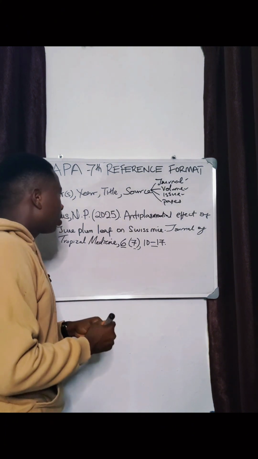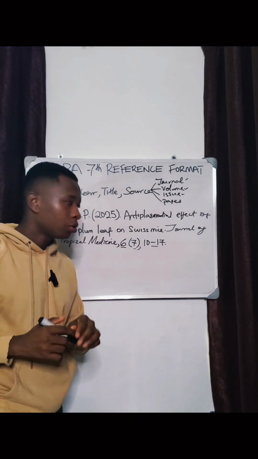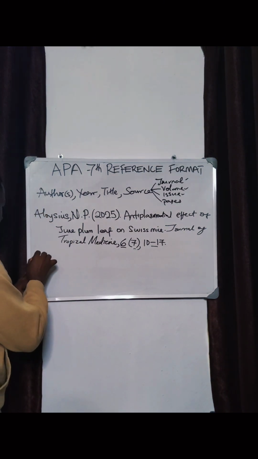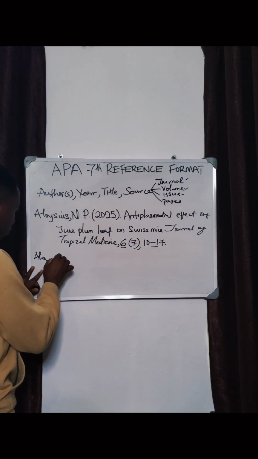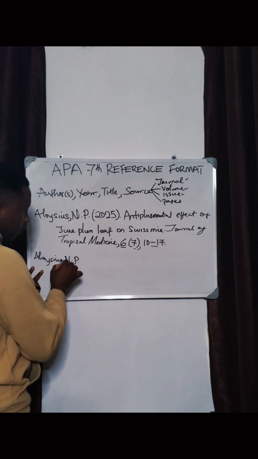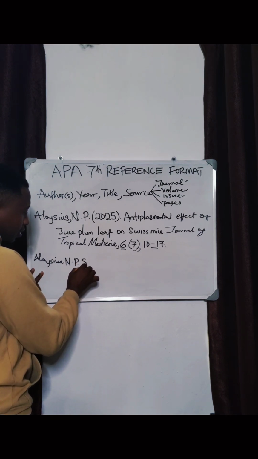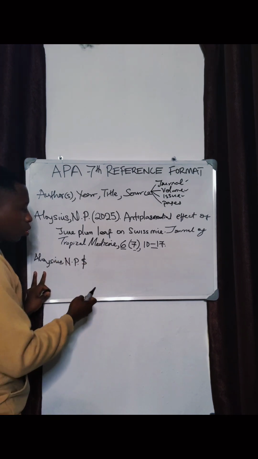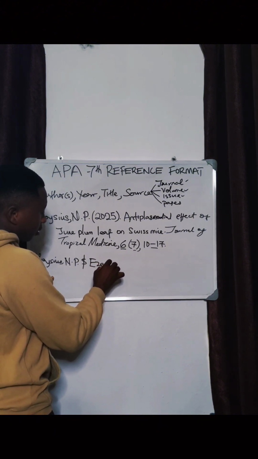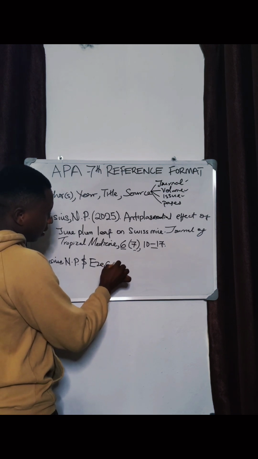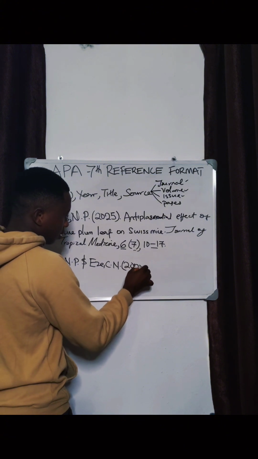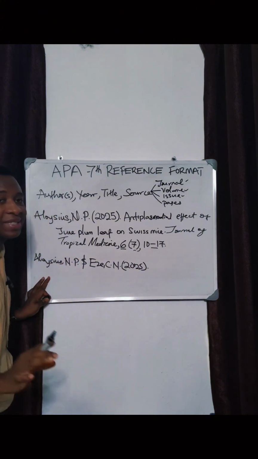Okay. So let's assume we are writing for 2 authors. All right. So let me assume myself and one of my professors. So we have Aloysius, comma, N.P., full stop, and. Okay. So if it is 2 authors, you add and. Then C.N. before the date, that's the year 2025, and every other thing remains the same.